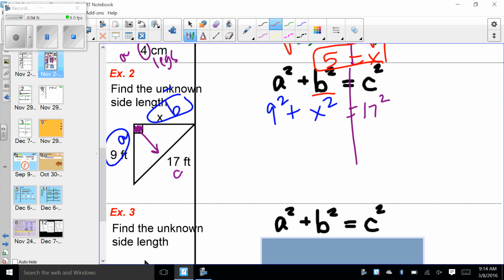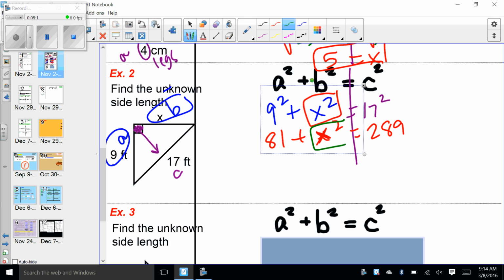We take our hand, cover the variable, and anything attached. I'm going to first calculate that, 9 times 9 is 81. On the right-hand side, I have 17 squared, which is 17 times 17, is 289. Now the hand method's going to kick in. Take my hand, cover that. I'm going to subtract 81, copy, paste.